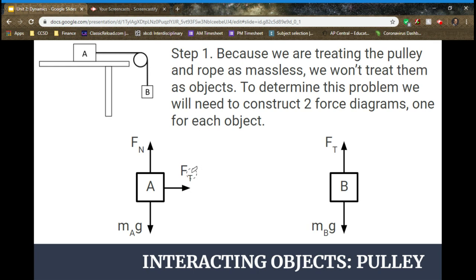So I will label these tension forces the same because they are the same tension. It's the same size, okay? Their directions are different, but the size is exactly the same. Notice that when I did mg, I am labeling these different. The acceleration from gravity is the same for both, but this one has mass A and this one has mass B. If I just did mg, then I would assume that mass A is the same as mass B, which is not correct. So you have to be careful about that, all right?